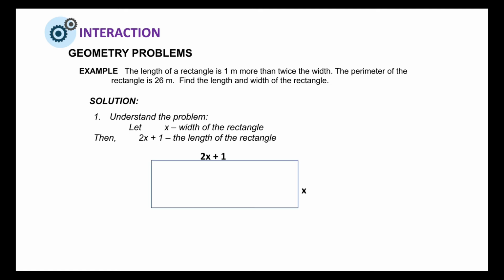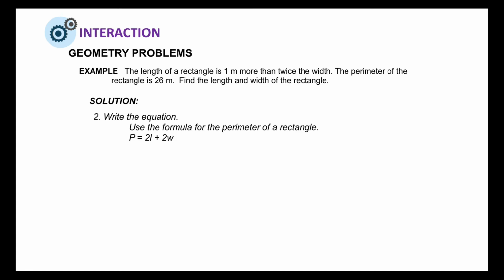If we illustrate that, we have here the figure. The longer side is of course the length, which is 2x plus 1, and the width is x. Step 2: use the formula for the perimeter of a rectangle, where P is equal to 2L plus 2W. Substitute the given: the perimeter is 26 meters, the length is 2x plus 1, times 2, plus 2x. So that's the working equation.